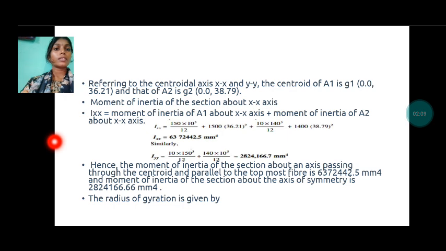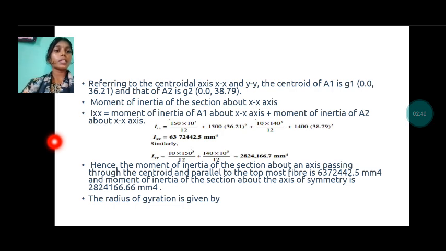Moment of inertia of the section about the x-x axis: Ixx is equal to moment of inertia of A1 about the x-x axis plus moment of inertia of A2 about the x-x axis. Ixx is equal to 150 into 10 cube by 12 plus 1500 into 36.21 whole square plus 10 into 140 cube by 12 plus 1400 into 38.79 whole square. Ixx is equal to 6372442.5 millimeter to the power of 4.